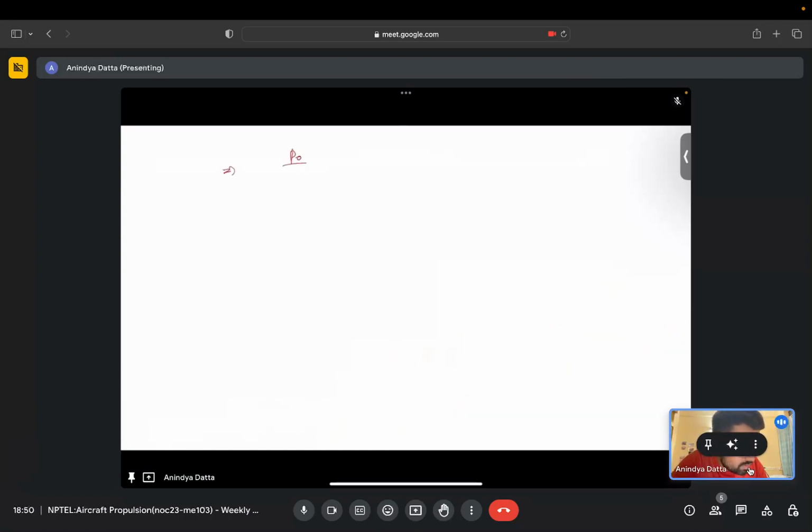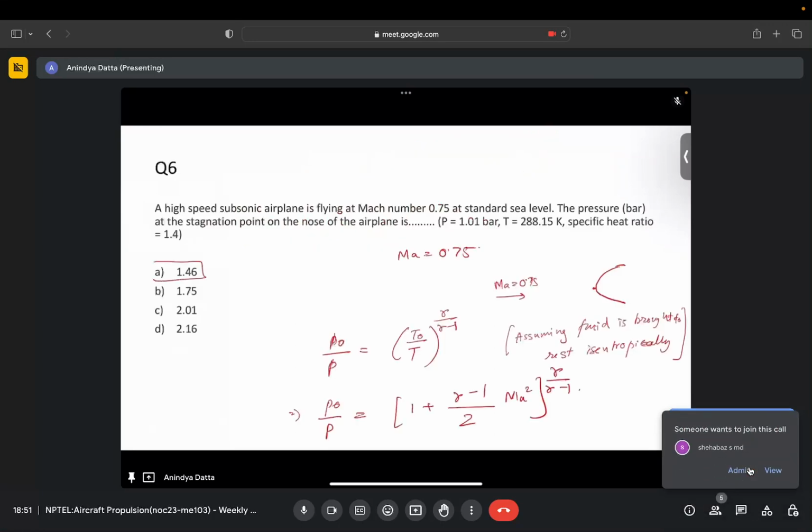This gives P0 by P equal to 1 plus, with gamma 1.4, 1.4 minus 1 divided by 2, Mach number 0.75 whole squared, whole to the power 1.4 divided by 1.4 minus 1. If you solve this, you should get 1.46 bar. So option A.